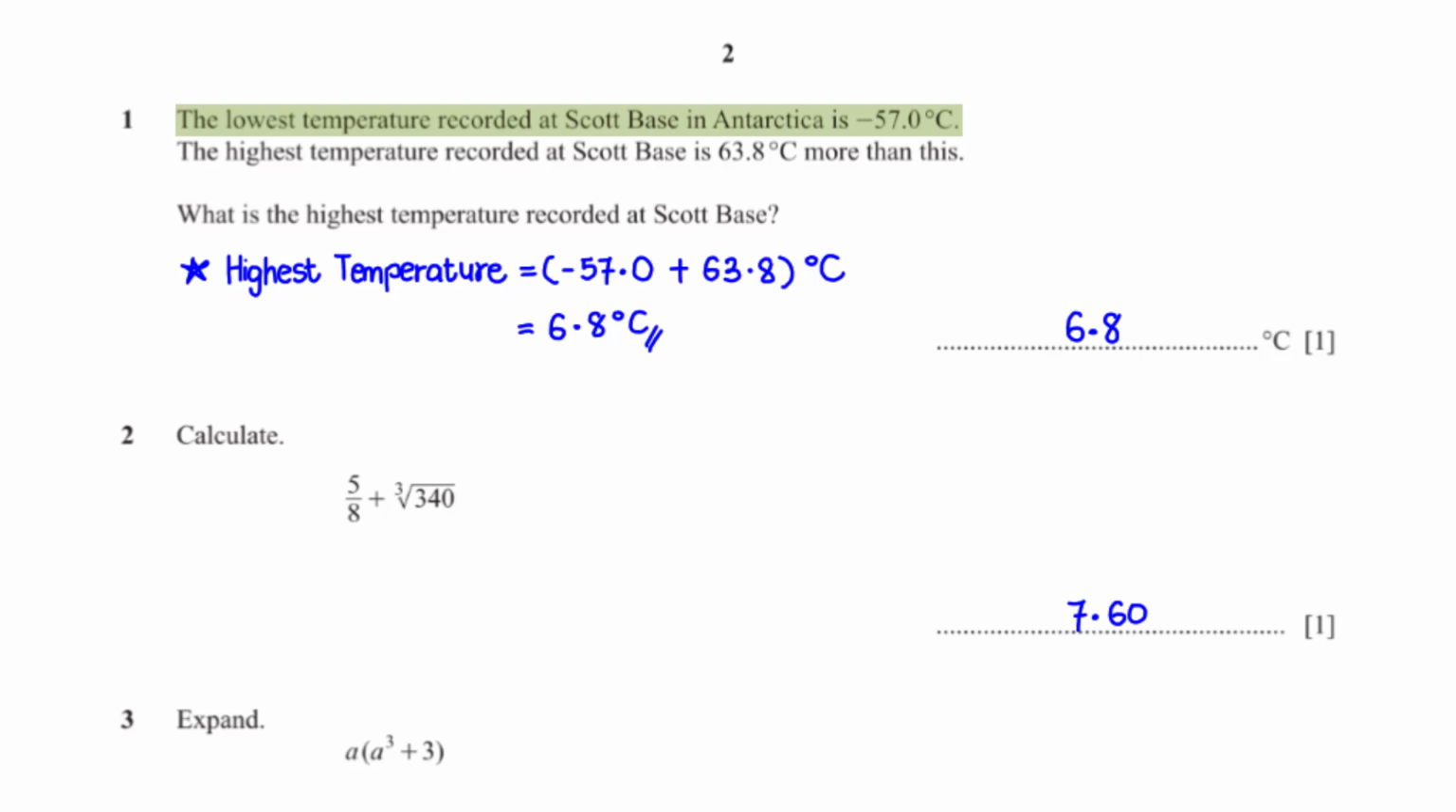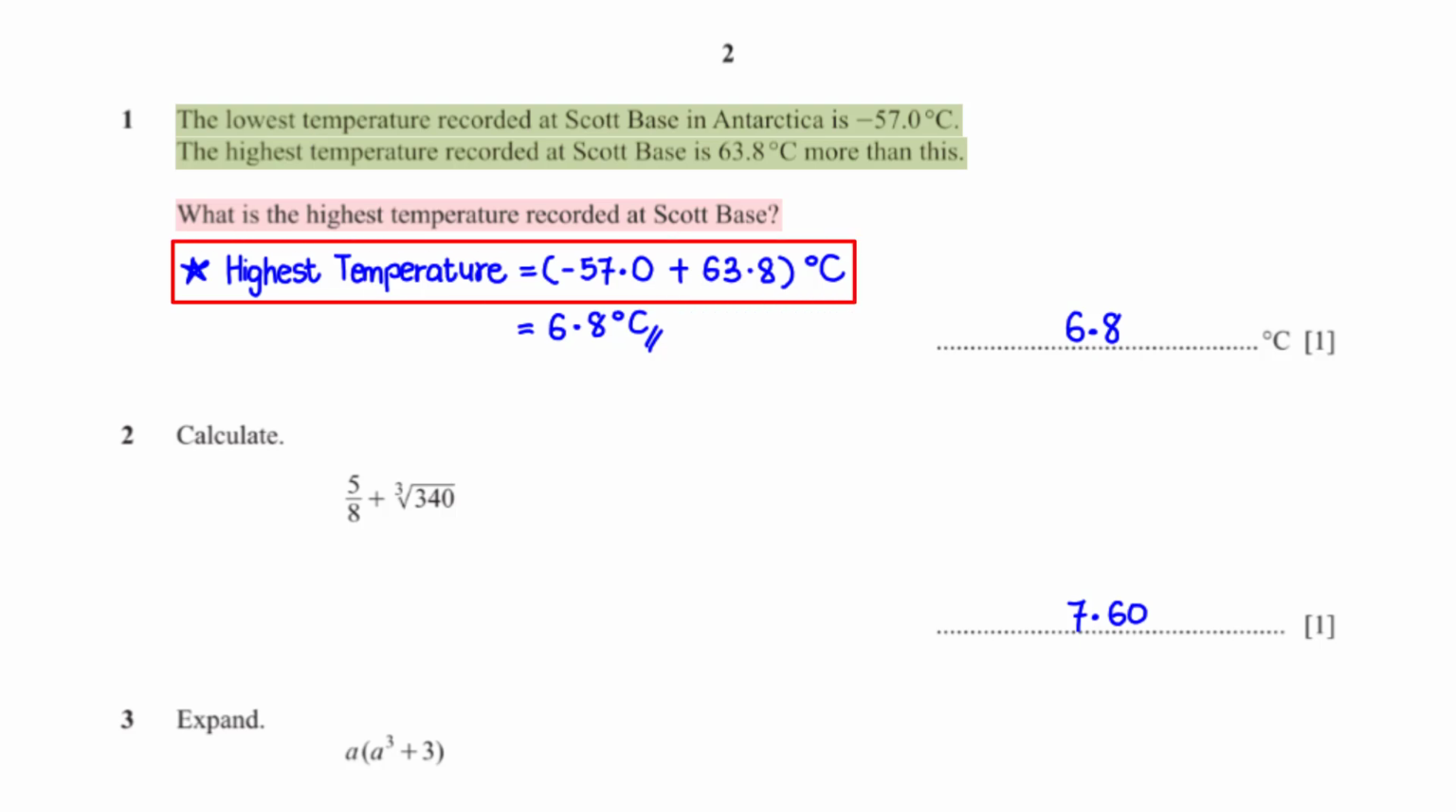The lowest temperature recorded at Scott Base in Antarctica is -57.0 degrees Celsius. The highest temperature recorded at Scott Base is 63.8 degrees Celsius more than this. What is the highest temperature recorded at Scott Base? To get the highest temperature, we add 63.8 degrees Celsius to -57.0 degrees Celsius. This gives us 6.8 degrees Celsius.